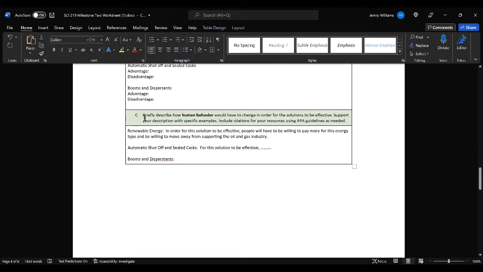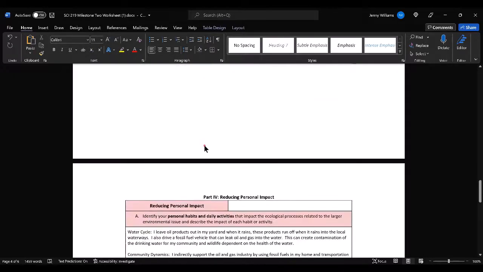Then when we get into part C, you're going to briefly describe how human behavior would have to change in order for these solutions to be effective. So in order for renewable energy to be effective, what would people have to do? And you're going to want to explore what would they have to do in their personal lives? What would they have to do financially? Are they willing to put money into this versus not? Are they willing to vote for these measures? Different things like that. So you just want to look and see, okay, what are humans going to have to do differently in order for these solutions to actually move forward and work?